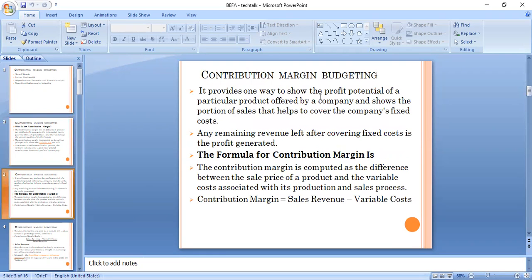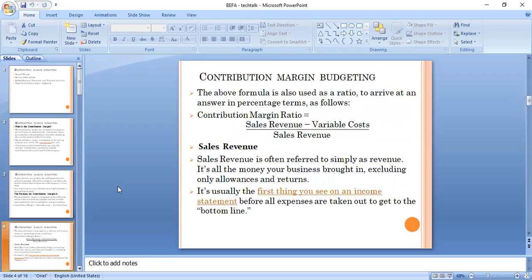It provides one way to show the profit potential of a particular product offered by a company and shows the portion of the sale that helps to cover the company's fixed costs. Any remaining revenue left after covering fixed costs is the profit generated. The formula for contribution margin: it is computed as the difference between the sale price of a product and the variable cost associated with its production and sales process. Contribution margin equals sales revenue minus variable costs.